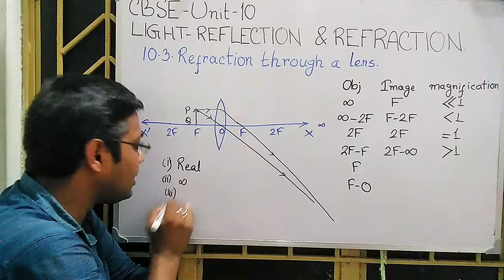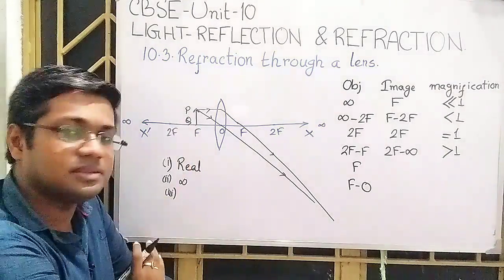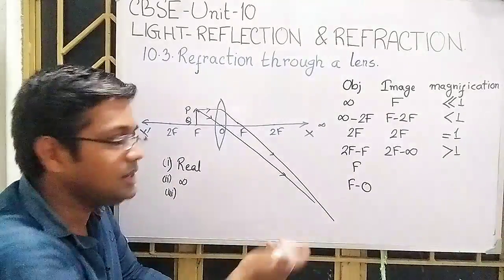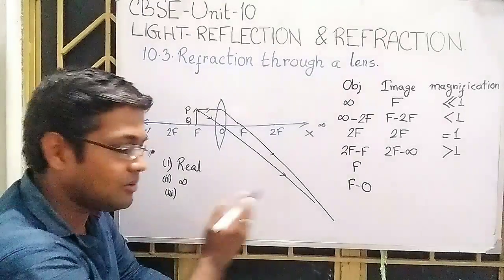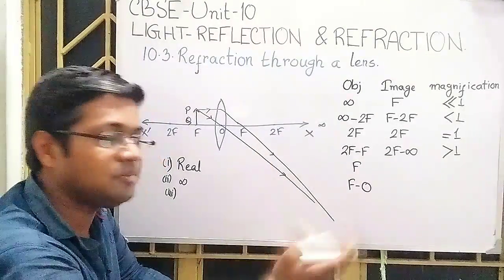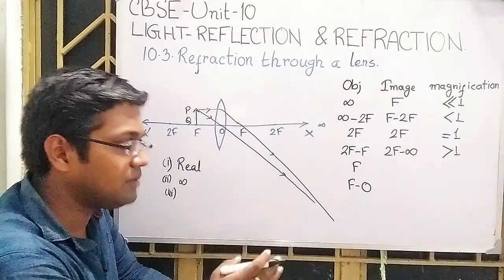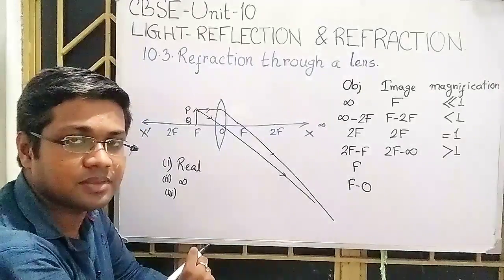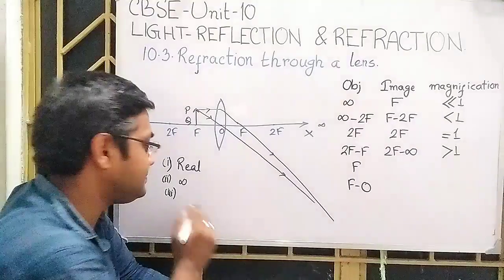Next is the type of the image that you have obtained, which is on the downside of the principal axis. Where the refracted rays meet, the real image will be formed, no doubt, but it will be downside of the principal axis. So now we can say the image is inverted.